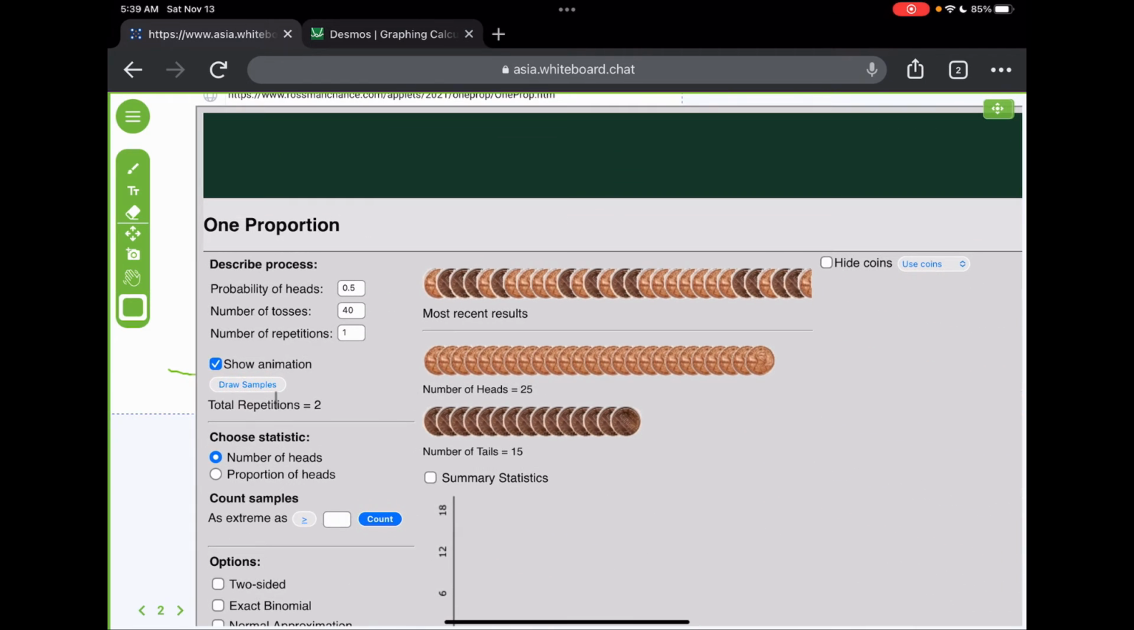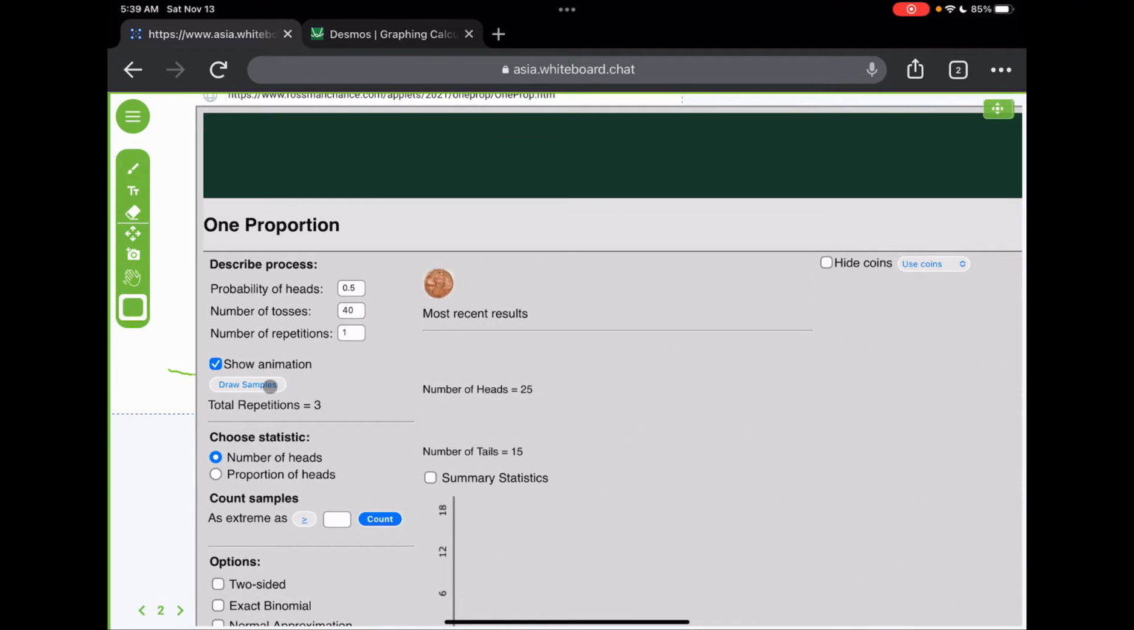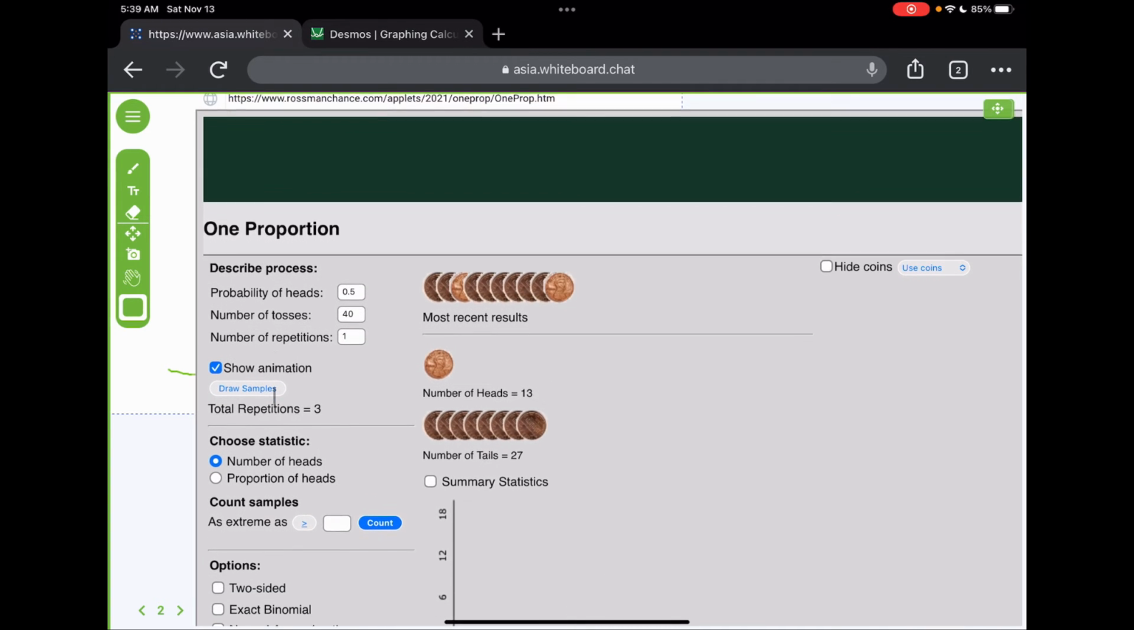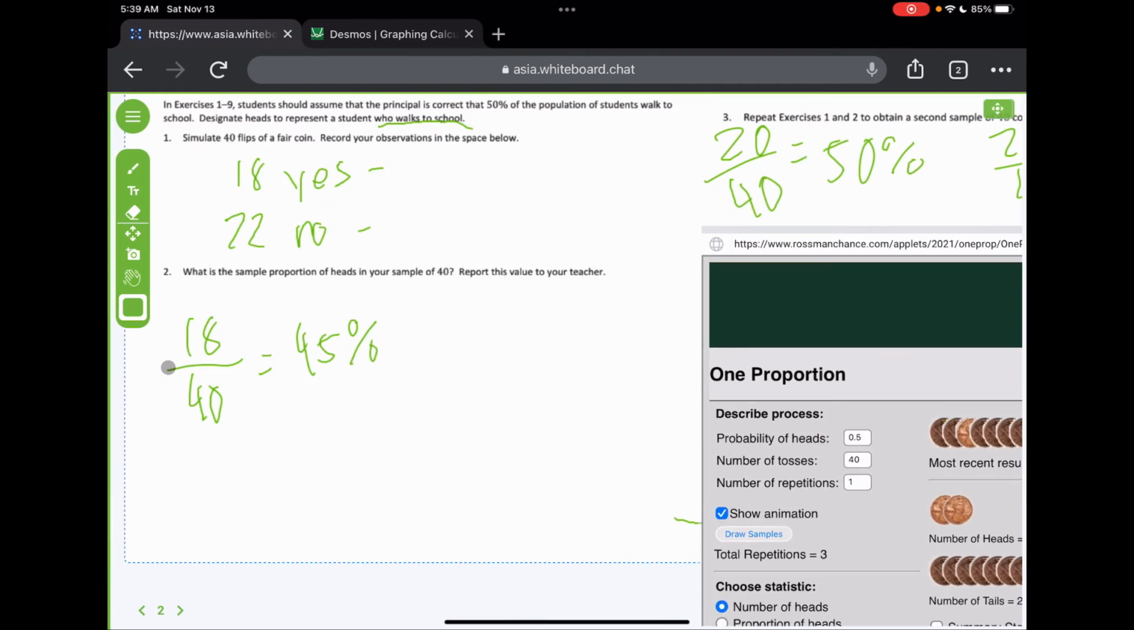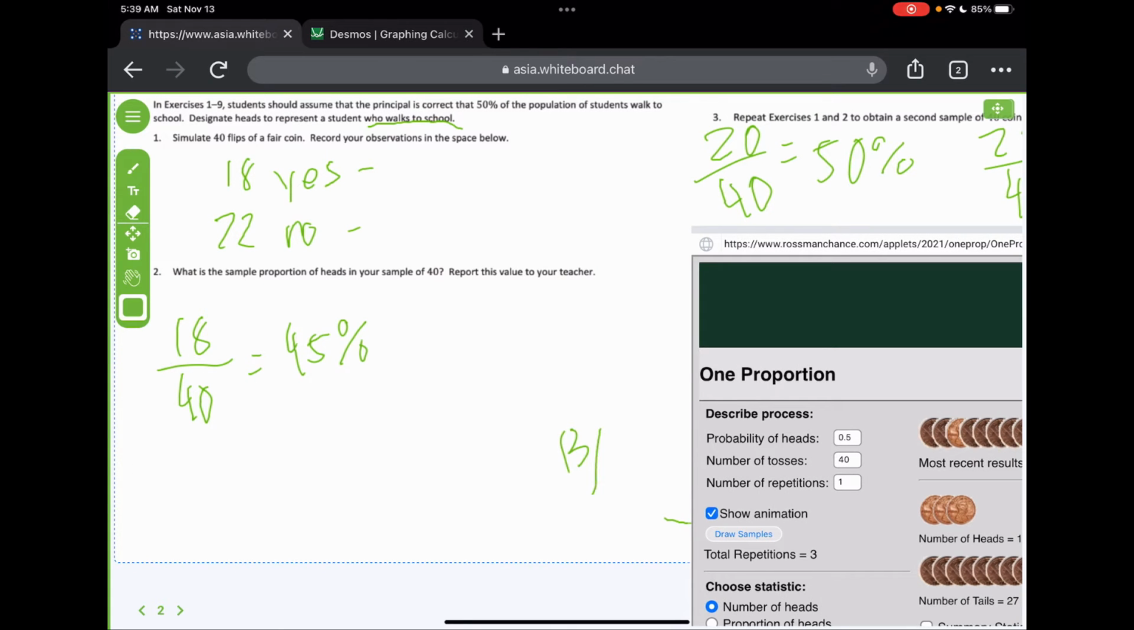Okay, and you can just keep doing that and see what you would get. If we did it again, here's only 13 heads. Let's see what that is as a proportion. 13 out of 40 is way lower than 40%. That's about 33%. The reason why we're looking at this is because we said the probability is going to be 50%, just like the principal said. And this is a fair way of indicating 50%.